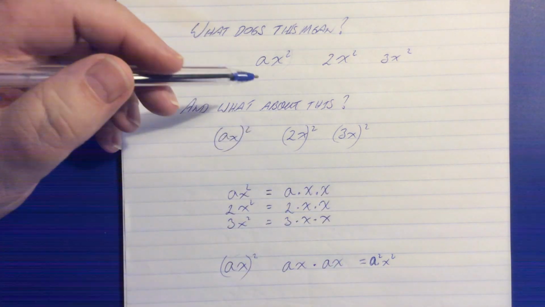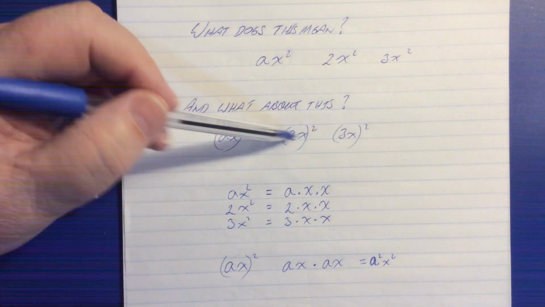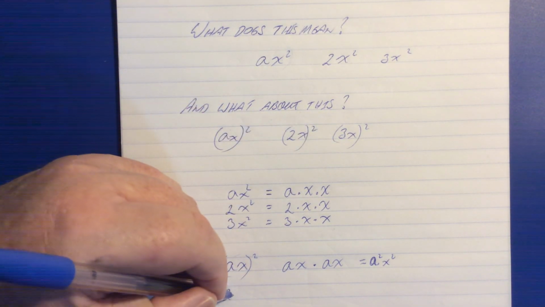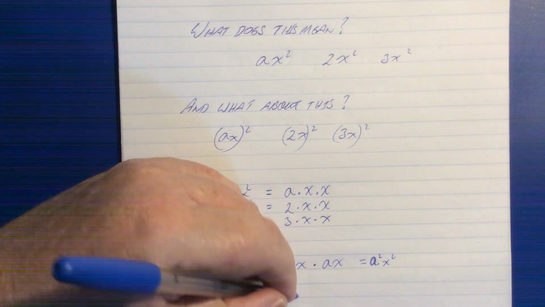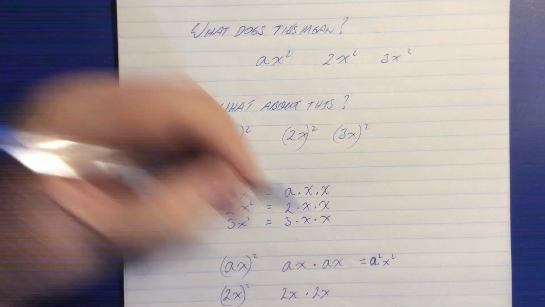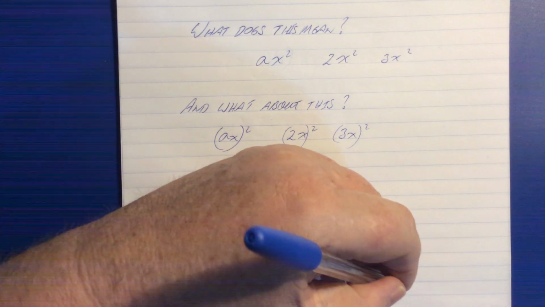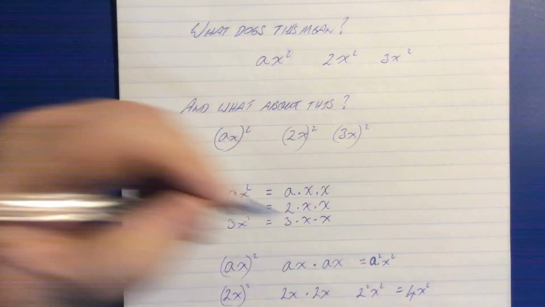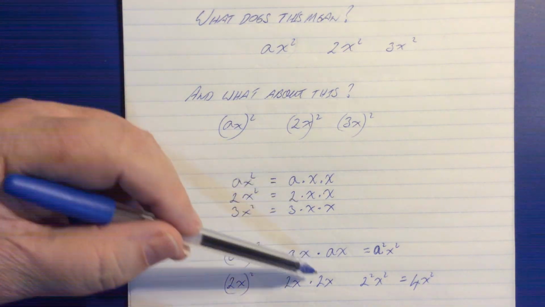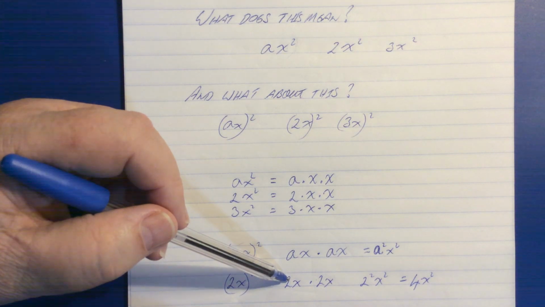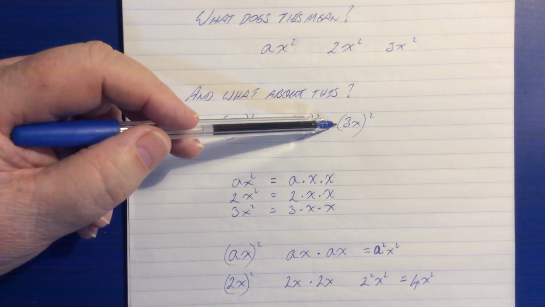Let's write that a little more clearly. Now, what are the consequences of that for these two expressions here? Well, 2x in brackets squared is 2x times 2x, and that gives us 2 squared x squared, which gives us 4x squared. And you can immediately see the difference between what's going on here and what's going on here, I hope. They're fundamentally different, and they're fundamentally different because of the use of these brackets.